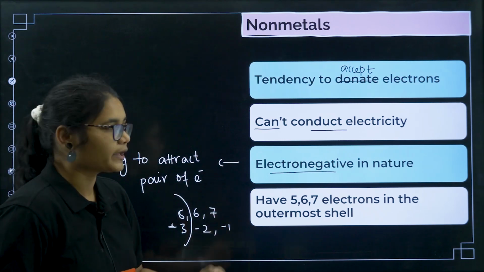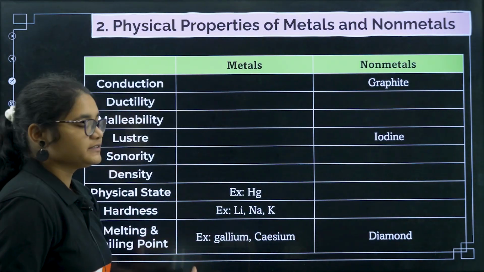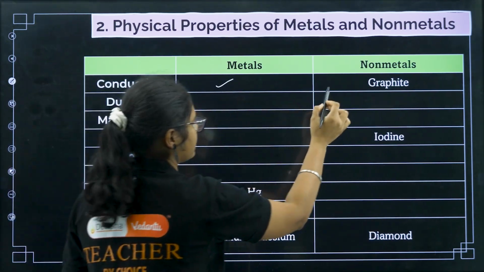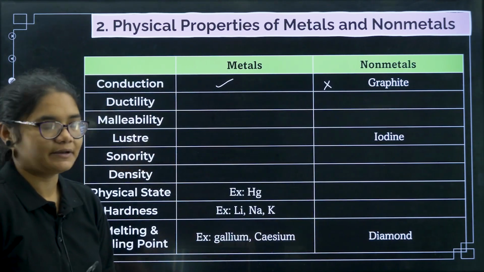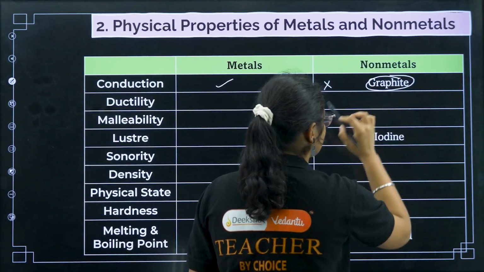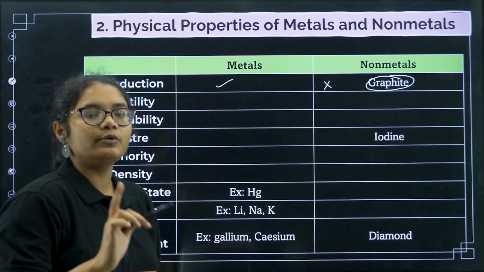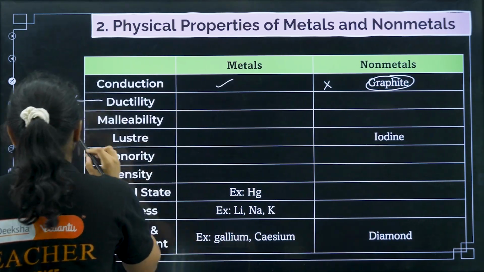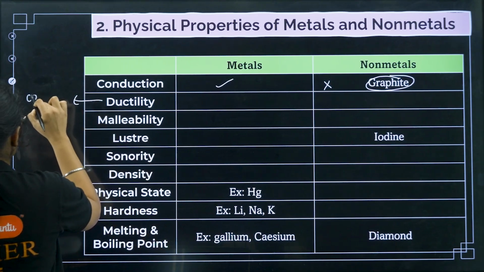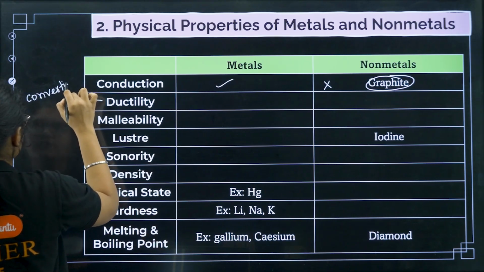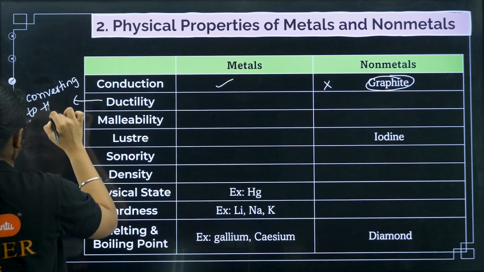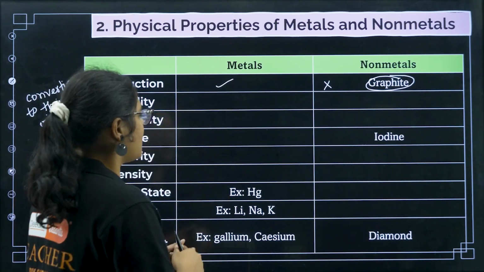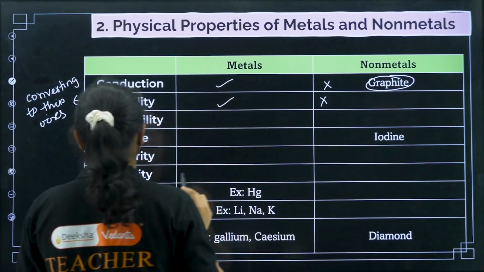Now coming to the physical properties of metals. Generally, conduction: we know metals are good conductors, non-metals are bad conductors of electricity. But there is an exception here. Graphite is a very good conductor of electricity, even though it is a non-metal. Next, ductility. Ductility means converting into thin wires. Metals are ductile and non-metals are non-ductile.